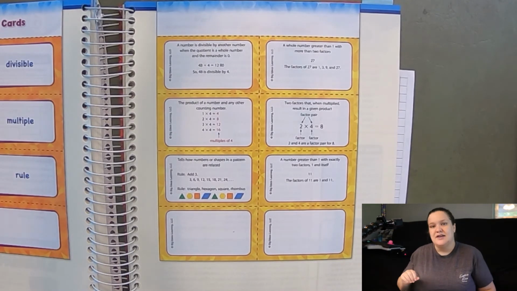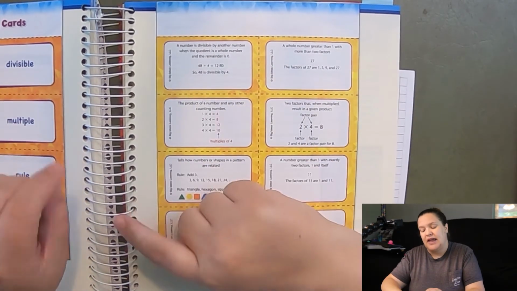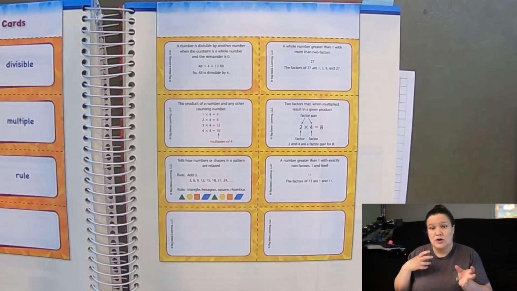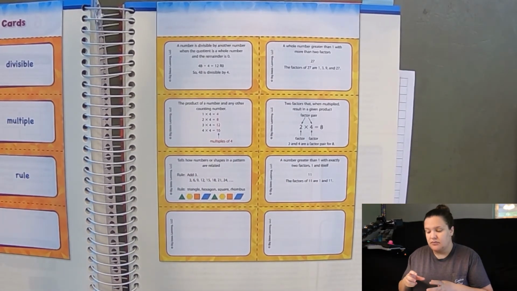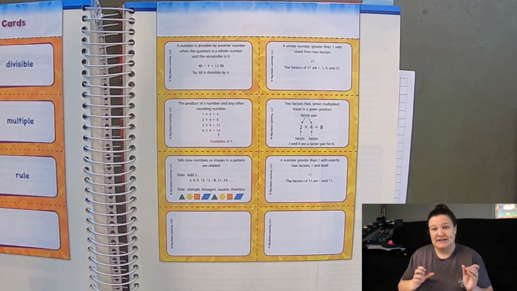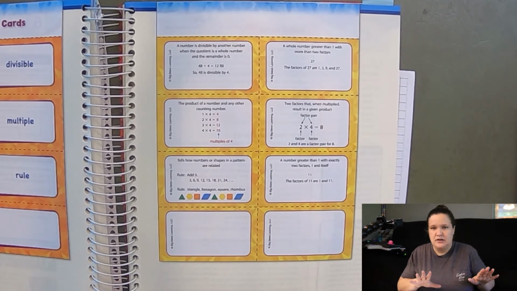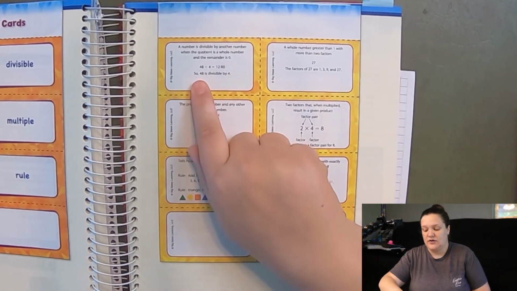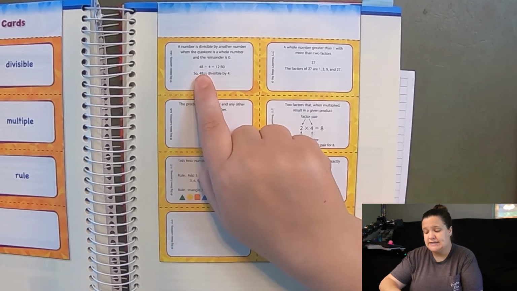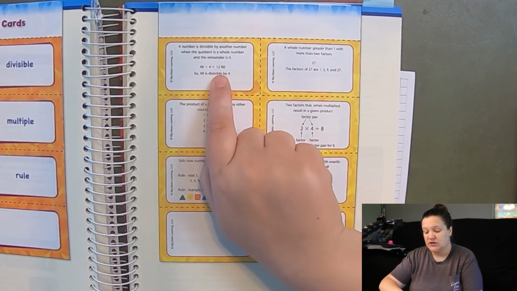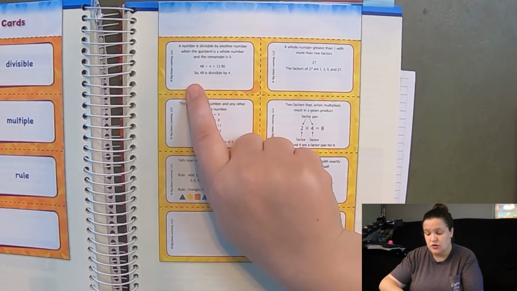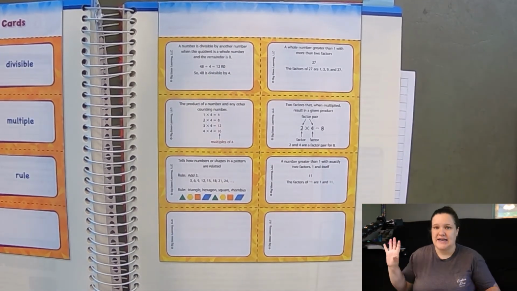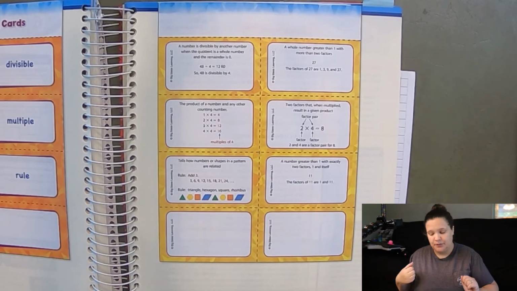All right. Divisible, the word divisible. A number is divisible by another number when the quotient, the answer to division, is a whole number and the remainder is 0. So if you've got nothing left over, then the number is divisible. They give you this one: 48 divided by 4 equals 12, and there is no remainder. So 48 is divisible by 4. You can divide it by 4 and get a whole number without anything left over.